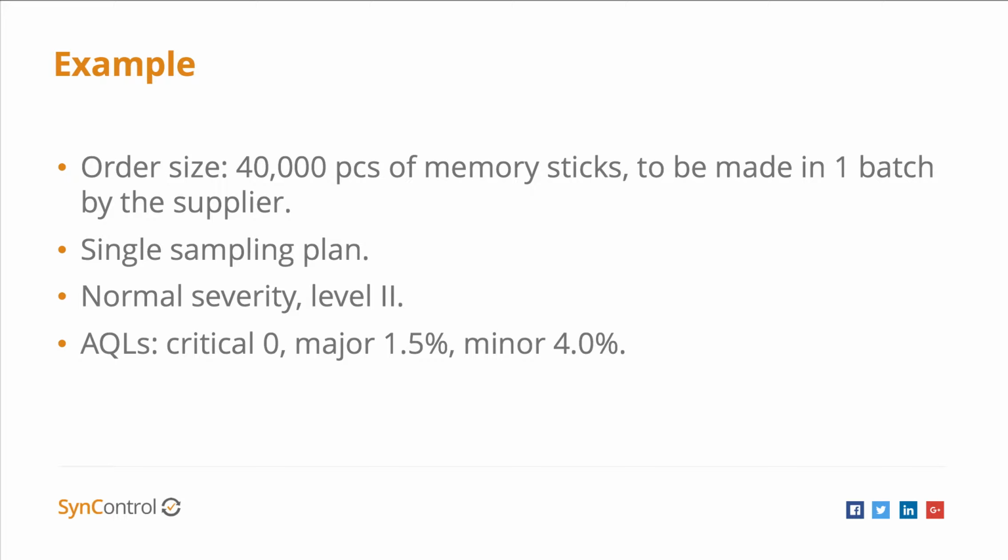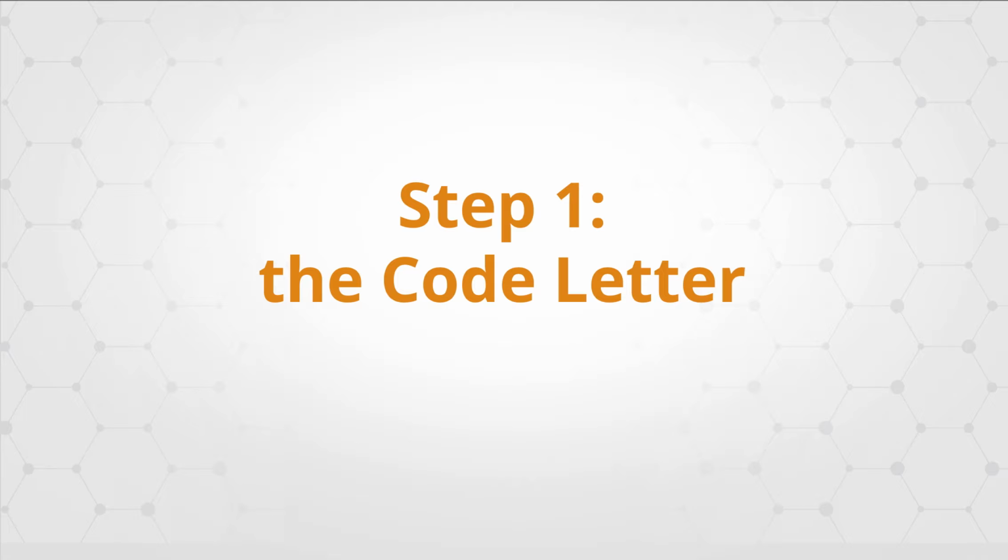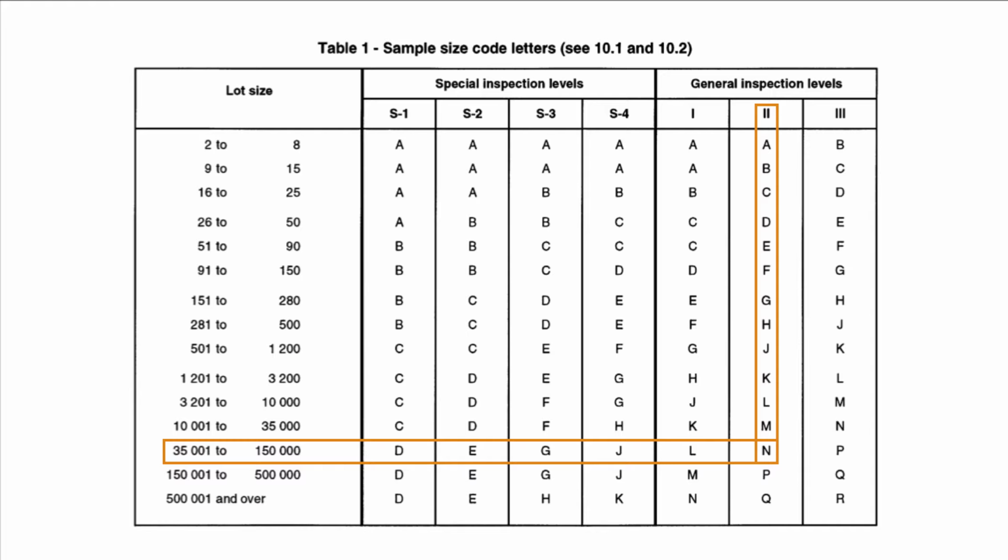Let's take an example. Let's say you buy 40,000 pieces of memory sticks, like thumb drives. They're going to be made in one batch by a supplier. You're going to go with single sampling plan, normal severity, level 2, which is most of the time what is done. And you're going to go with these AQL limits. Now, let's go step by step.